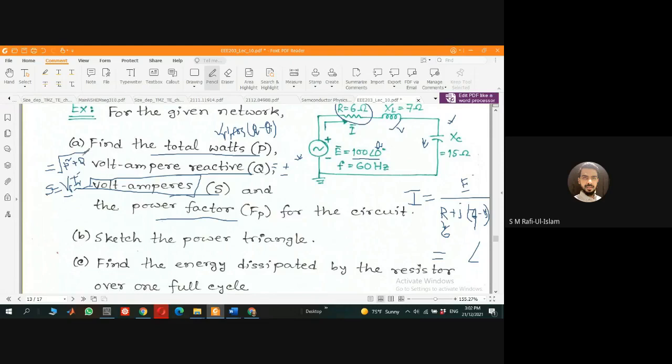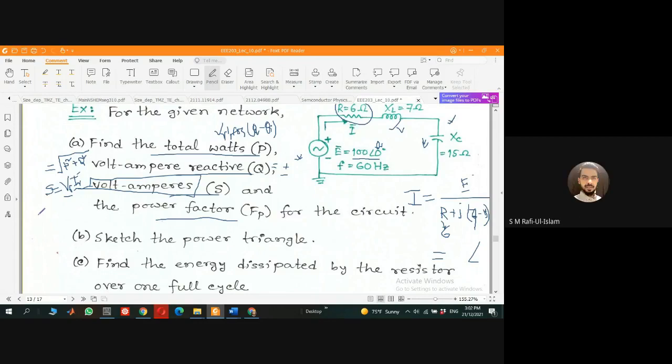Yes, sir. At the first part, as we are asked to find the real power, can't we just write that we know real power exists only in case of a resistor? Yes, yes, you will get the same answer then. Sir, VRMS squared by R, it will be very easy, right?